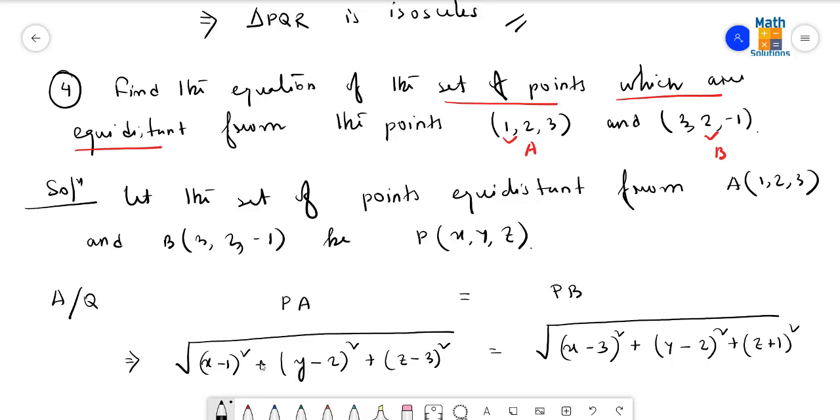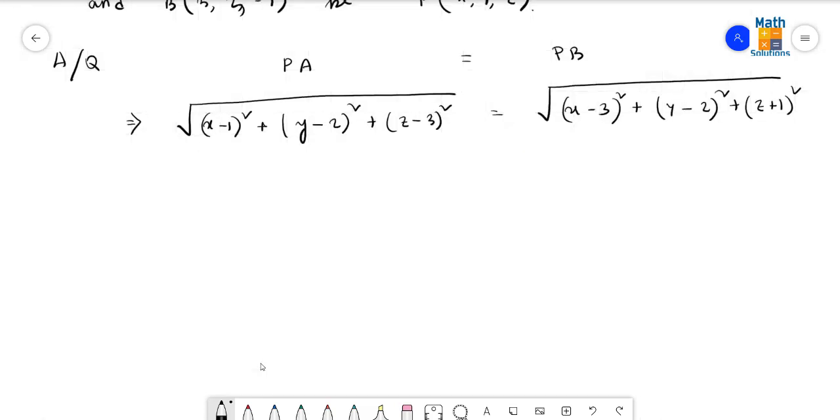So squaring both the sides, we have to remove the square root sign actually. So squaring both the sides, we shall be using the formula for a minus b whole square and a plus b whole square wherever necessary. So when we square both the sides, the root signs will be getting removed. So let us square both the sides.